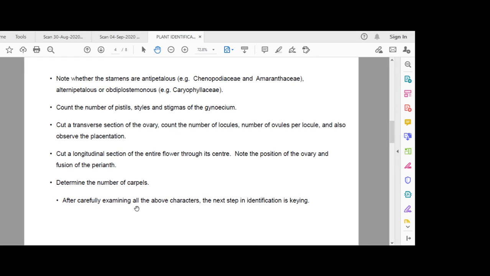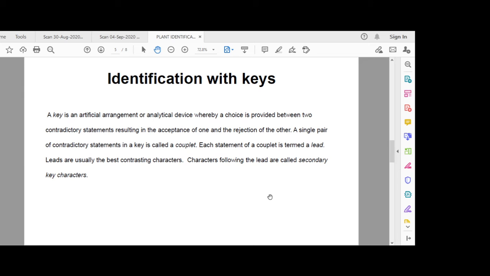After carefully examining all the above characters, the next step in identification is keying. Identification with keys. A key is an artificial arrangement or analytical device whereby a choice is provided between two contradictory statements, resulting in the acceptance of one and the rejection of the other.